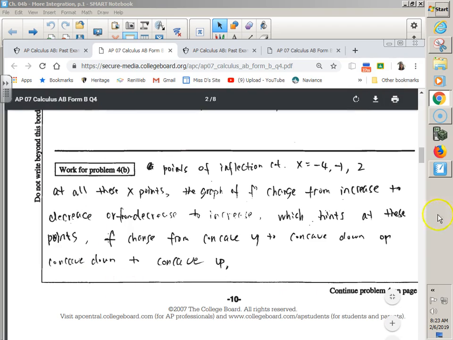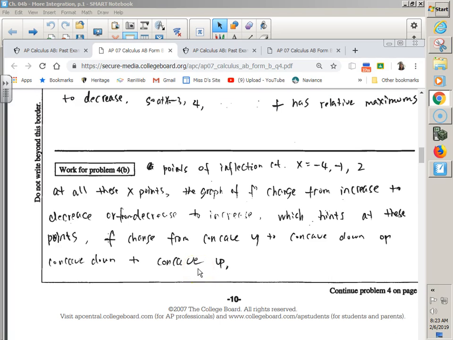What did they not say that some of you might have thought of saying that would have also been okay? F prime changing, increasing to decreasing, or vice versa. F changing concavity, or vice versa. What else could they have said? F double prime changes sign. You have to be very particular with how you say it. But all these things mean the same thing.